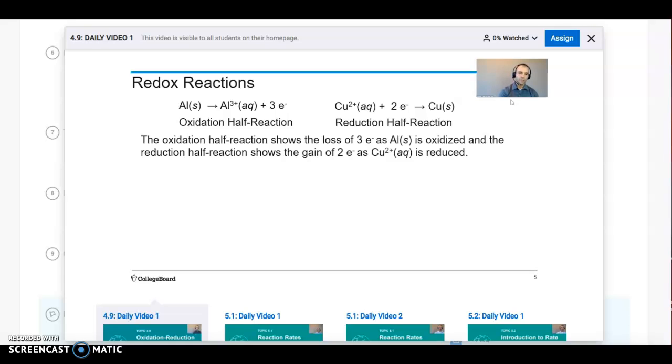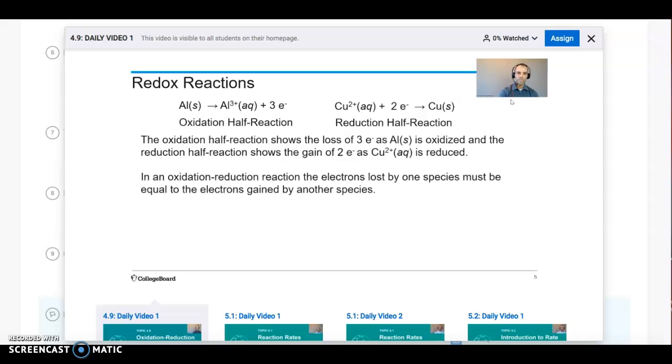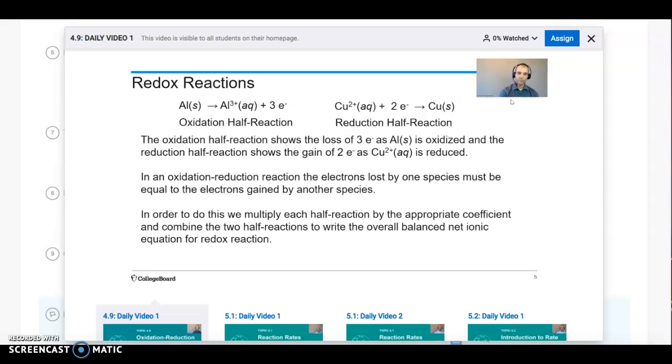So the oxidation half reaction shows the loss of 3 electrons as aluminum was oxidized, and the reduction half reaction shows the gain of 2 electrons as copper is reduced. In oxidation reduction reactions, the electrons lost by one species must equal the electrons gained by another species. And in order to do this, we multiply each half reaction by the appropriate coefficient and combine those two half reactions to write the overall balanced net ionic equation for the redox reaction.